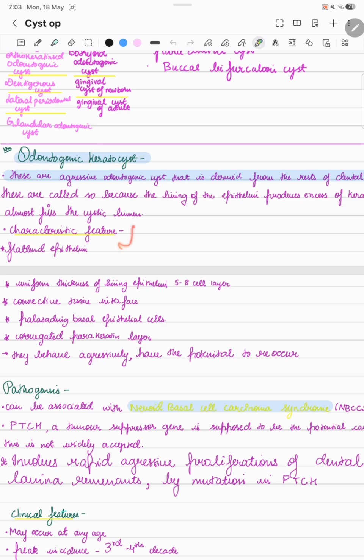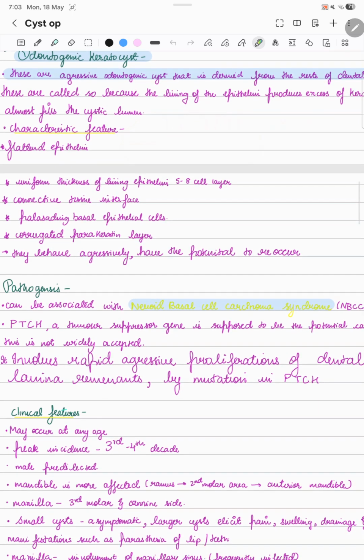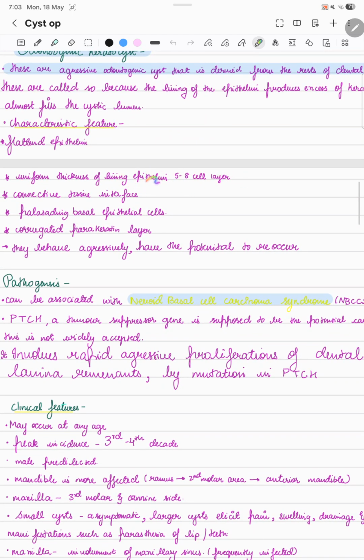Now coming to the characteristic features. What are the characteristic features of this cyst? First is the flattened epithelium. The epithelium of this cyst is very flattened. It does not have prominent ridges. Then the thickness of the epithelium is very uniform, that is 5 to 8 cell layers. Something like this is the thickness of your epithelium.